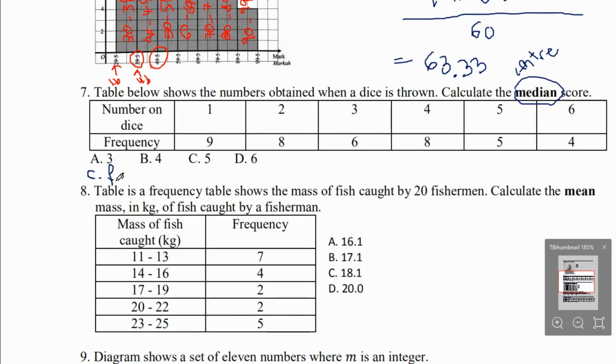Cumulative frequency. Okay, so for this one, frequency 9. First one you just copy down. Second, 9 plus 8, then we will have 17. 17 plus 6, 23. 23 plus 8, 31. 31 plus 5, 36. 36 plus 4, 40.